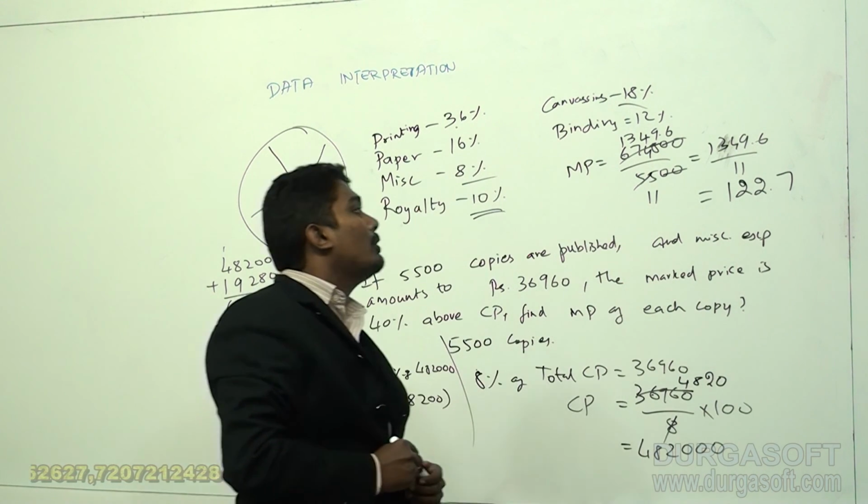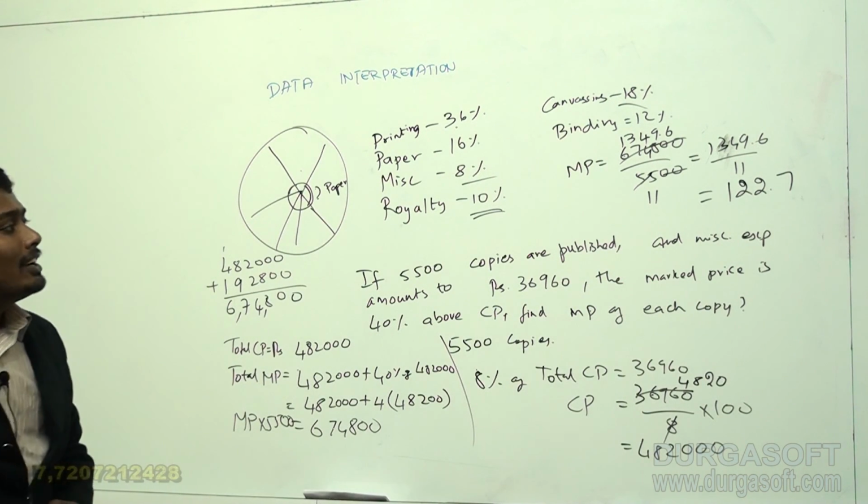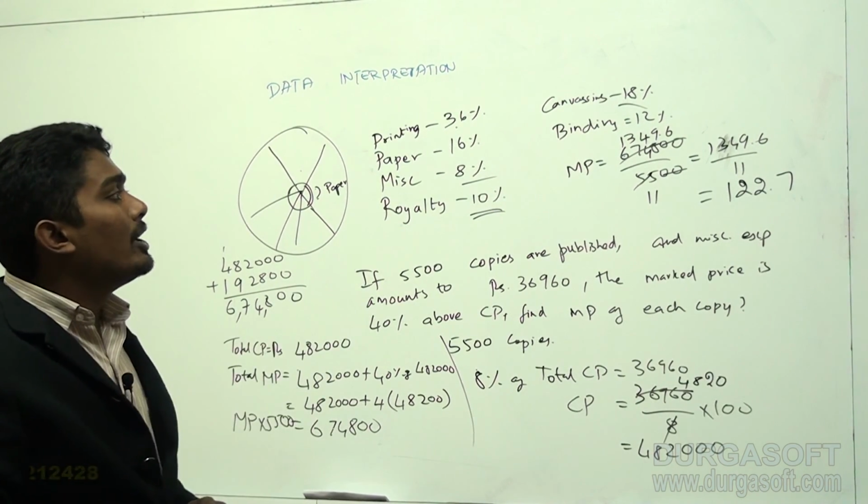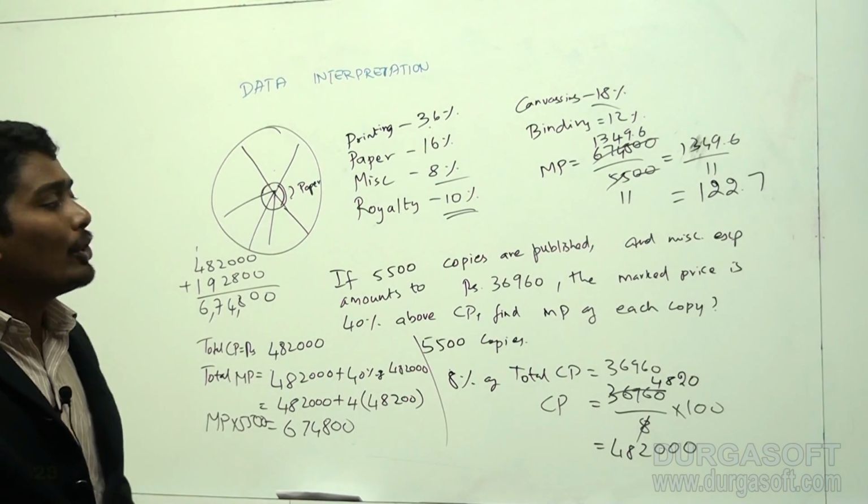Here the options given are 122.5, 117.6, 126.4, 92.4. So I can approximate this to 122.5 and write the answer as 122.5 rupees.